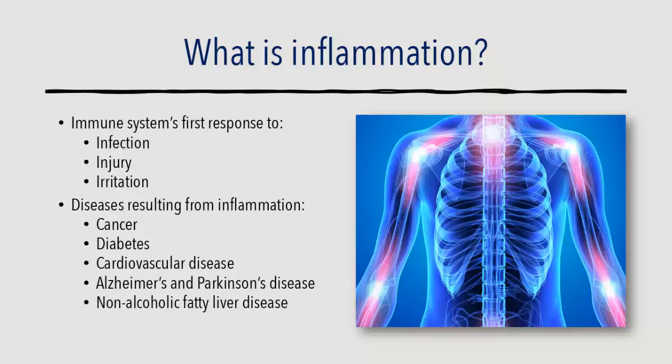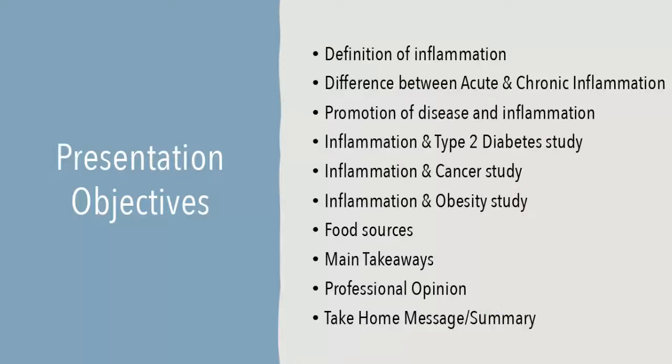All right, so just to get started, here are some things I'm going to be going through today. I'm going to run through a general definition of what inflammation is, the differences between acute versus chronic inflammation, and how promotion of disease is caused by inflammation. Then I have 3 studies that I'm going to run through on type 2 diabetes, cancer, and obesity and their association with inflammation. And then a little bit about food sources, my main takeaways from my research, my opinion on everything, and then closing it out with a summary on some points that everyone can take home.